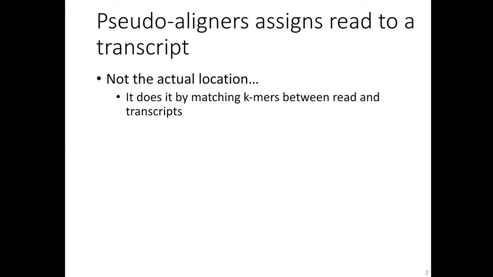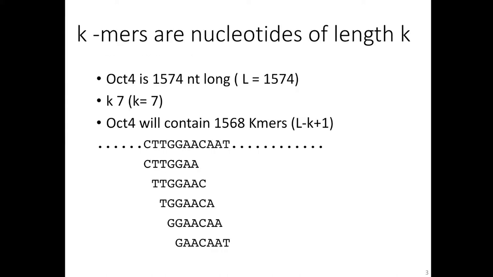So you're not going to get the exact position on the transcript, but basically just that it belongs to one or many transcripts. And it does so by matching k-mers between the reads and the transcripts. And I'm going to start off really slow. So k-mers are nucleotides of length k. And often the programs use a length of 30 or 31, which is the default for Kallisto.